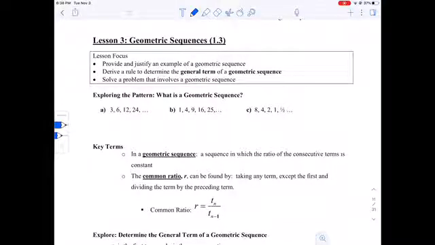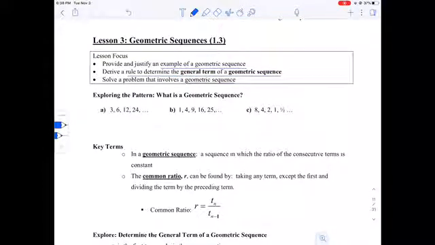Okay, in this lesson, lesson number 3, we're going to look at geometric sequences. The focus of this lesson is to provide and justify an example of a geometric sequence, derive a rule to determine the general term of a geometric sequence, and solve a problem that involves a geometric sequence.